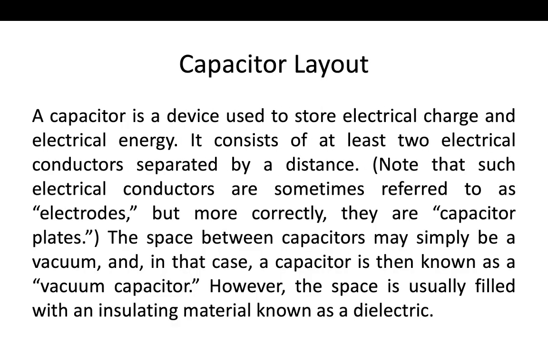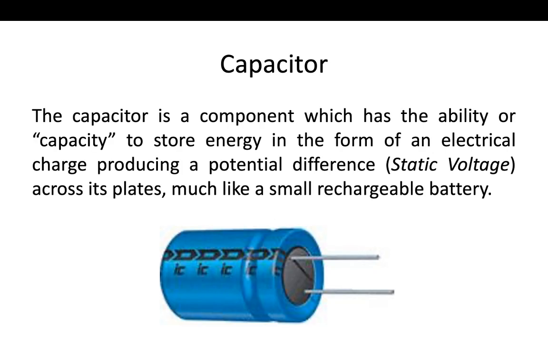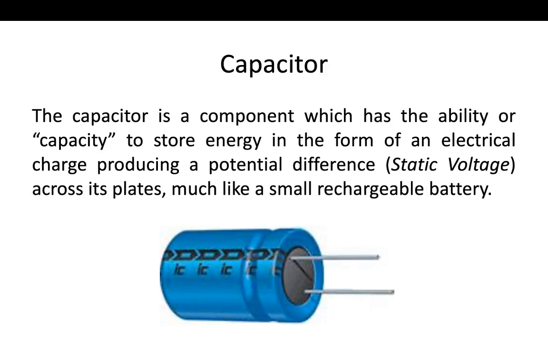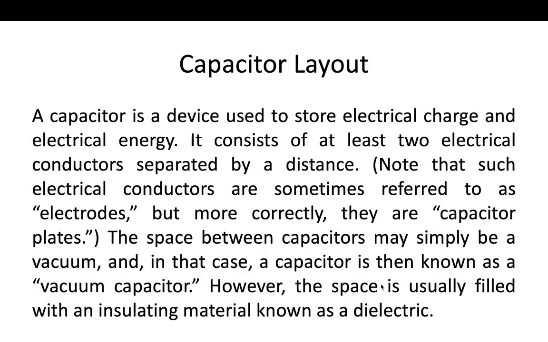Let's talk about the layout of the capacitor. A capacitor is a device used to store electrical charge and electrical energy. It consists of two electrical conductors separated by a distance, and these are the two legs of the capacitor. Note that such electrical conductors are sometimes referred to as electrodes, but more correctly they are capacitor plates. So these two legs show the two electrodes of the capacitor.